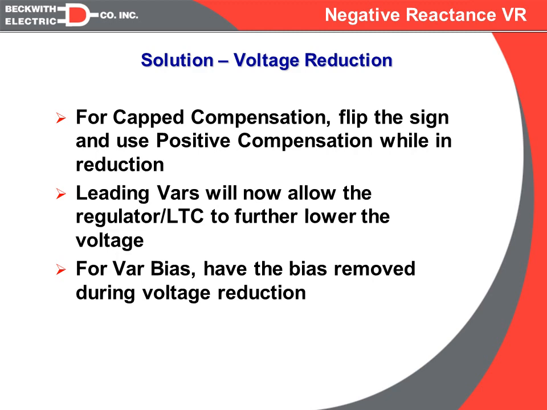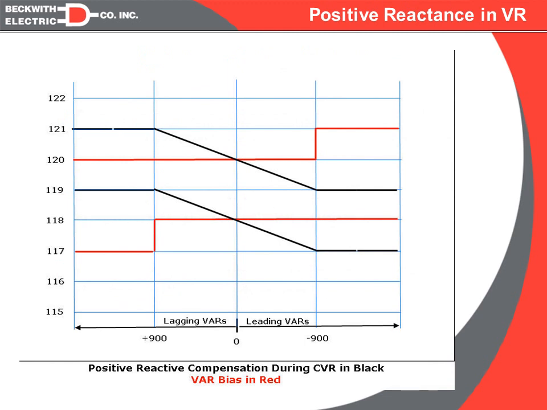So this next slide shows you that if we switch from negative to positive, now you can see in positive, leading VARs actually induce the LTC or regulator control to lower the voltage. So you can see here in VAR bias mode, we were inducing a raise for leading VARs, and that's what you would want if you're not in reduction mode. But when you're in reduction mode, you actually want to encourage a lower when you have leading VARs.